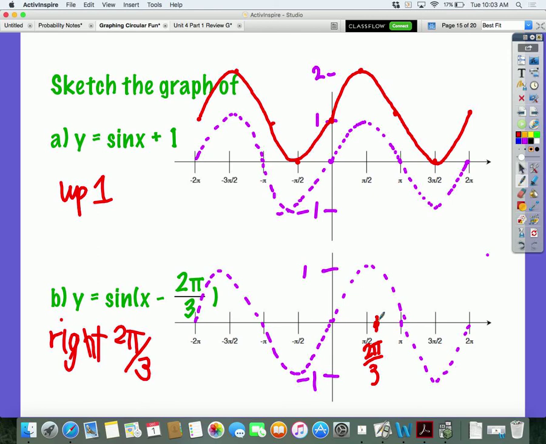Do some mental math. What's pi over 2 plus 2 pi over 3? 210. 7 pi over 6. It's going to be 7 pi over 6. Common denominator? Get good. Common denominator? 5 pi over 3. Move 1 over.